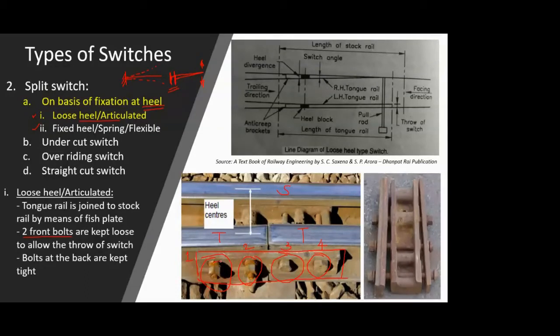If you watch closely, there is a gap between the washer and the face of the tongue rail. So this gap allows the movement of your tongue rails. And the other bolts, the back two bolts 3 and 4, are fixed, they do not move. The tongue rail does not move at locations 3 and 4, but at the location of bolts number 1 and 2, this tongue rail will move. So that's your loose heel or articulated heel.